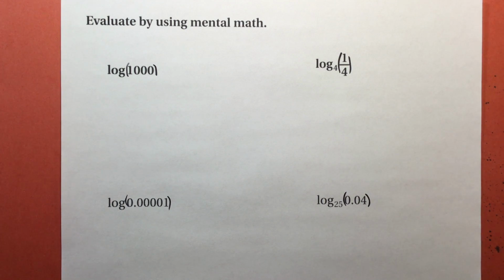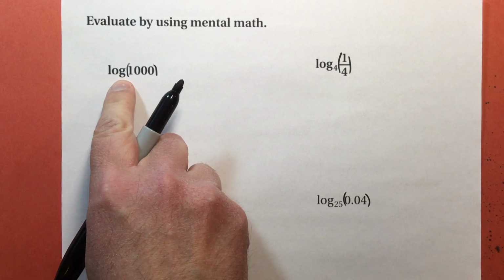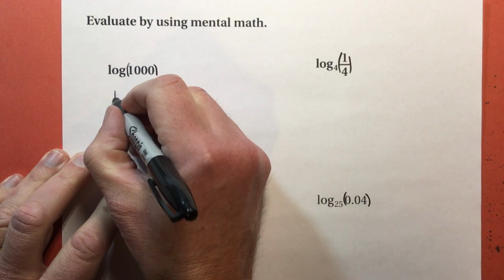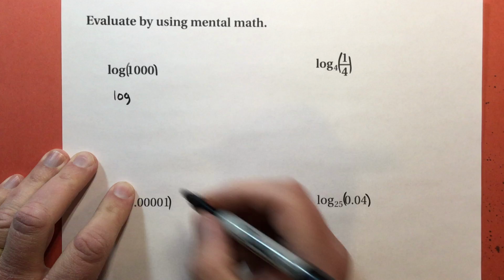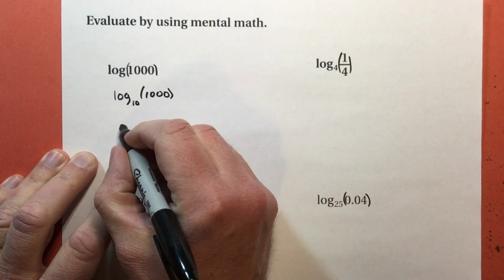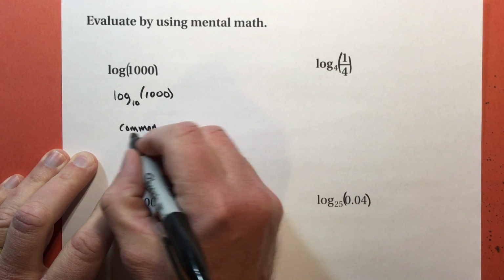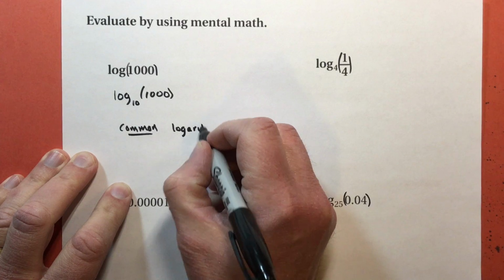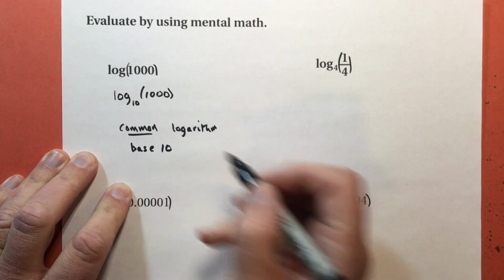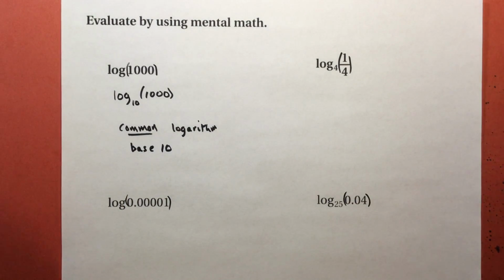Okay, let's do the first one. Log 1,000. Now, unlike this one and that one, this one does not have a base. So I have to bring that up. When you see log without a base, this is called the common logarithm. The common logarithm is always base 10. And the reason why is because that's our numbering system, base 10.